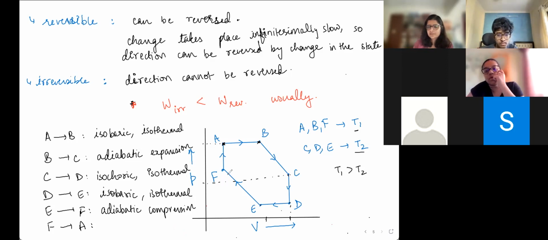Okay. Volume is decreasing, it's getting compressed. And F to A? Same as C. Isochoric and isothermal. Yes.